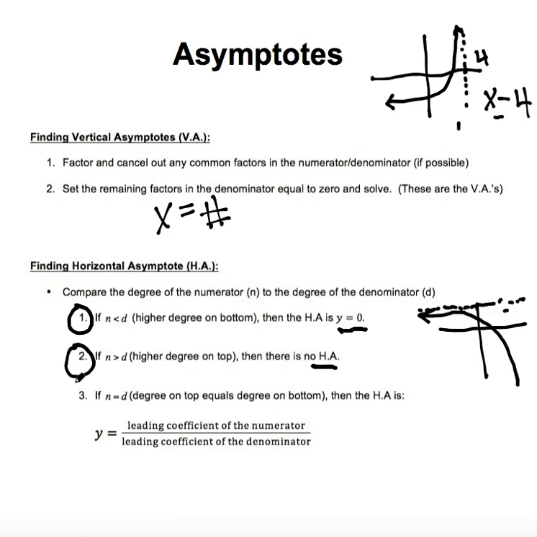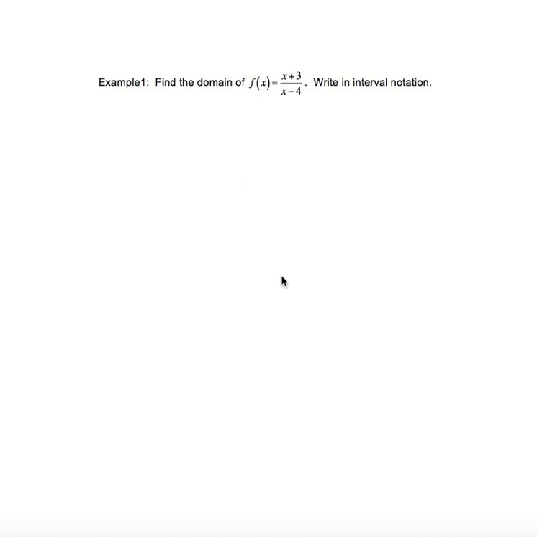And the last case is if the degree on the top and the bottom are the same. The degree in the numerator is equal to the degree in the denominator. Then our horizontal asymptote is going to be y equals the leading coefficient of the numerator divided by the leading coefficient of the denominator. So leading coefficient on the top divided by leading coefficient on the bottom. Let's jump into some examples.